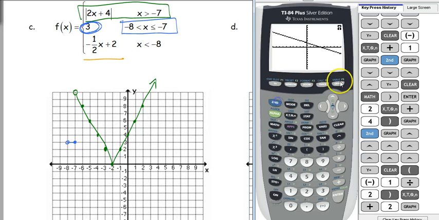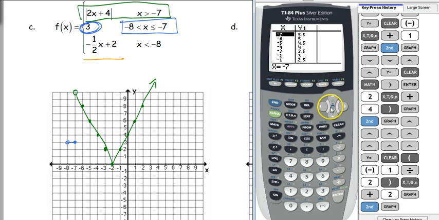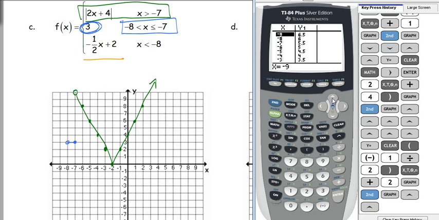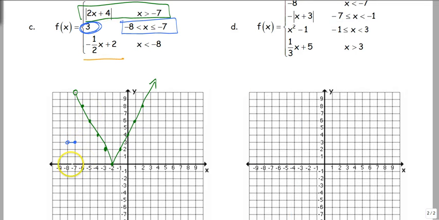So we're going to look at our table. And we want negative 8. So at negative 8, it's at 6, and at negative 10 it's at 7. So you can plot those 2 points and then connect the dots. Well, and you also need the arrow to keep going after that. So negative 8, 6, negative 10, 7. And negative 8 is also an open hole for this one because it's not equal to. Negative 10, 7.